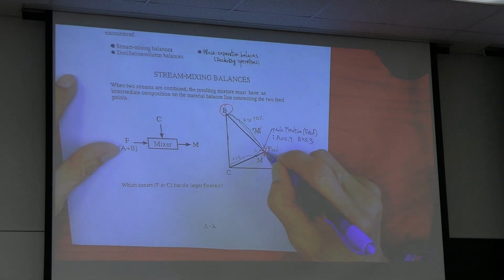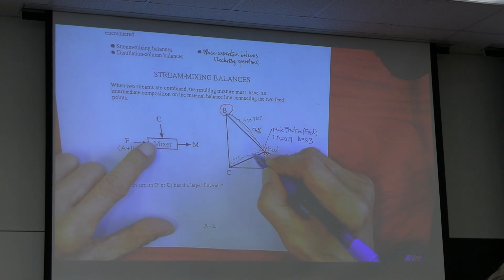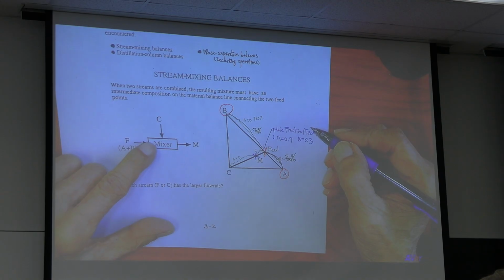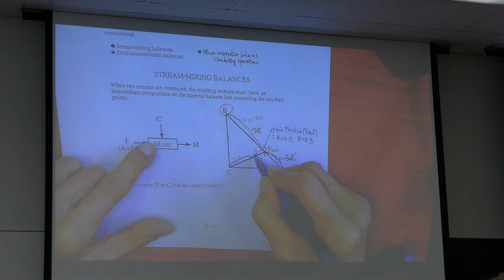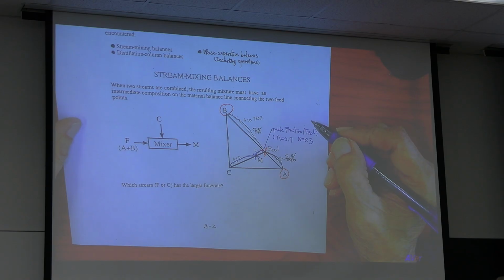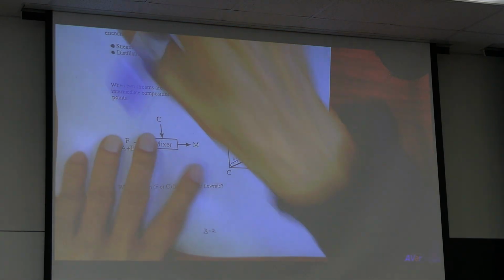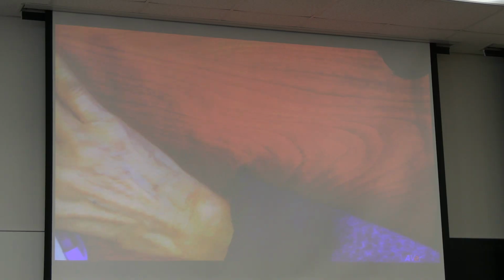Now, you mix feed with A, mixing point in the middle. This length is the feed. This is the seed. That's how we represent mixing, stream balance. Next page is a very useful tool.